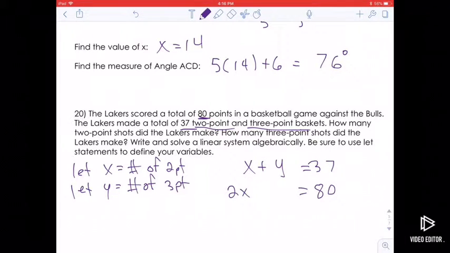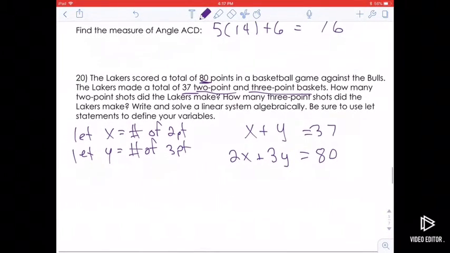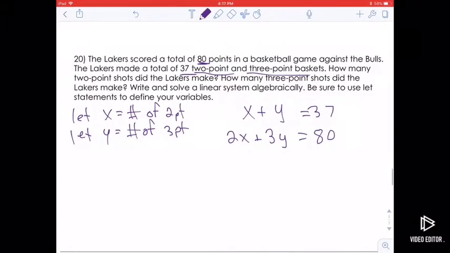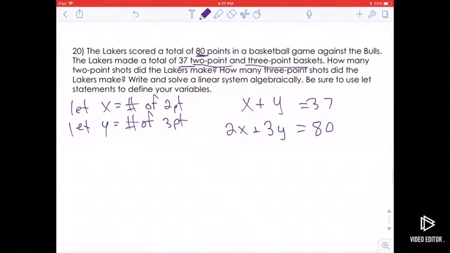2 times x, the number of 2-point baskets, times 2, because each one is worth 2 points, and 3y, the number of 3-pointers, times 3. Okay, they have to equal 80. So I have my system here. I could solve this one of two ways, substitution or elimination.